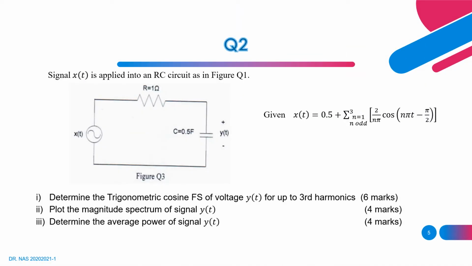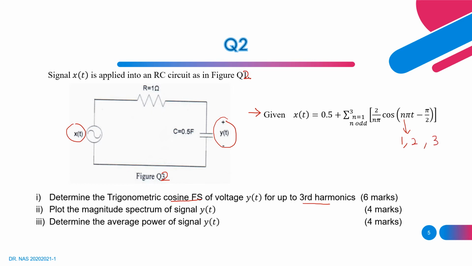Now let's look at the second question. Signal xt is applied into an RC circuit as in the figure, which is supposed to be Figure Q2. This is the xt. The signal xt is given by this equation. You need to determine the trigonometric cosine Fourier series of voltage yt, meaning the output signal, up to the third harmonics. Look at the equation. Here you have n, so n varies up to the third harmonic: 1, 2, 3.